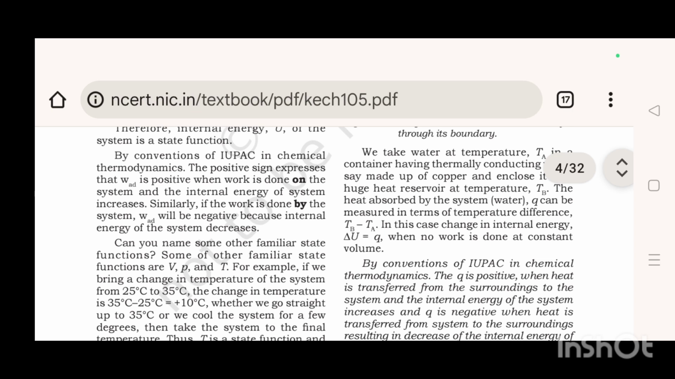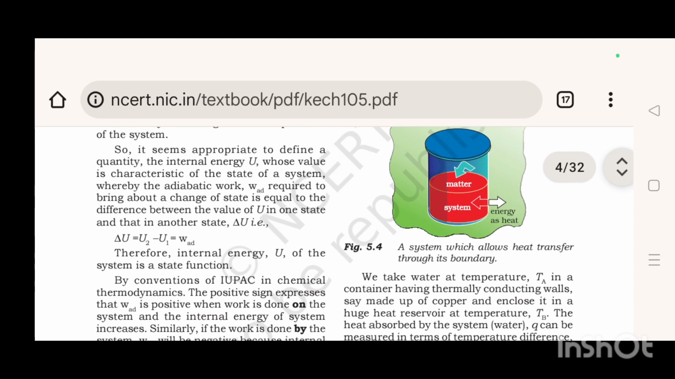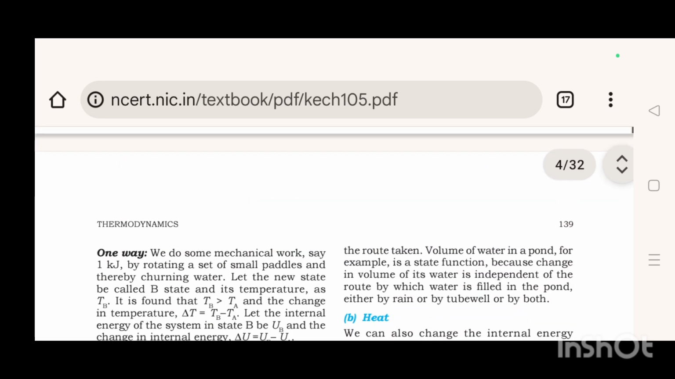Can we name some other familiar state functions? Some other familiar state functions are volume, pressure, and temperature. For example, if we bring a change in temperature from 25 degrees to 35 degrees, the change in temperature is plus 10 degrees. Whether we go straight up to 35 degrees Celsius, or we cool the system for a few degrees and then take the system to the final temperature, T is a state function, and the change in temperature is independent of the route taken.